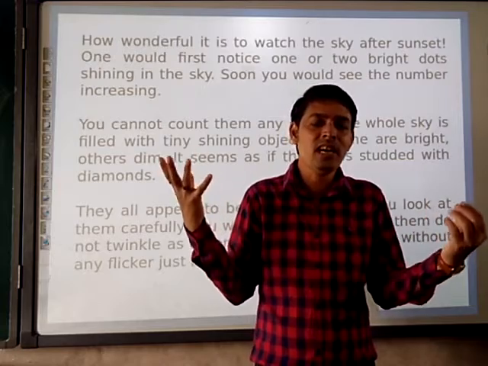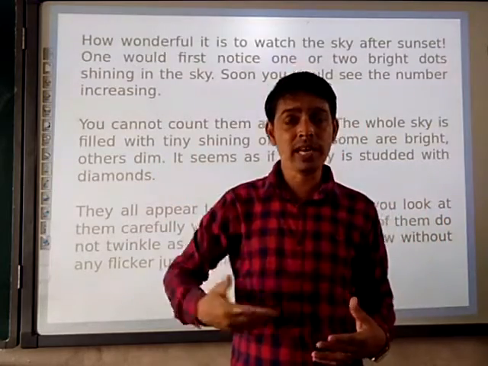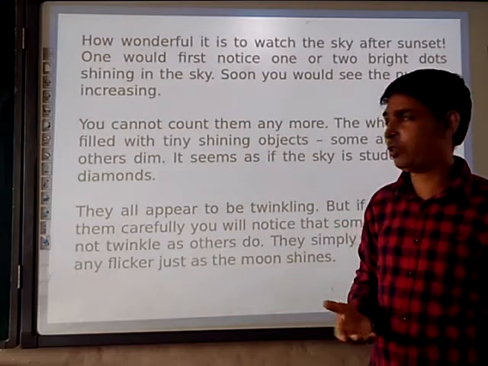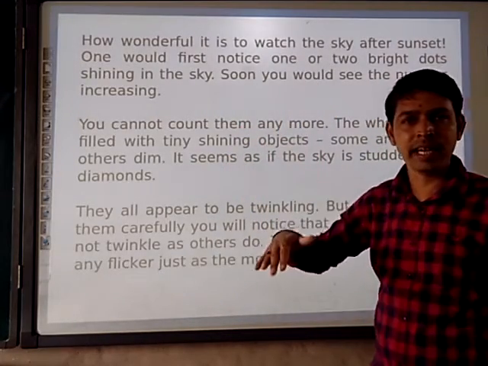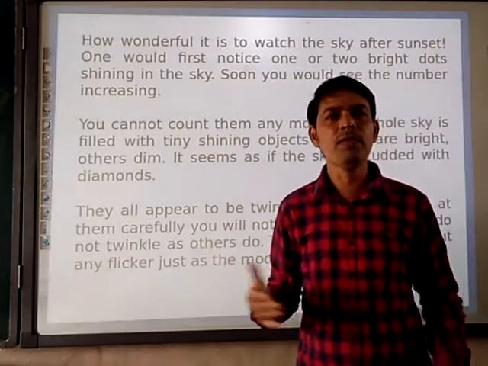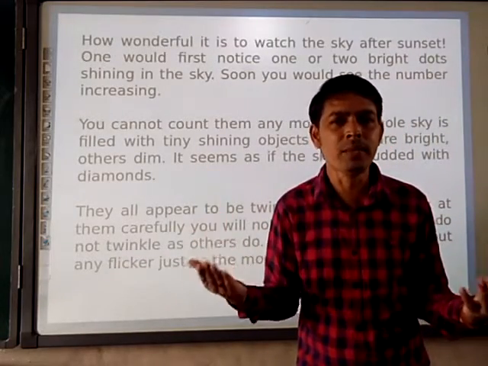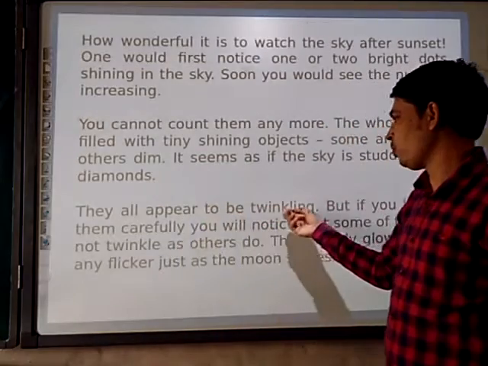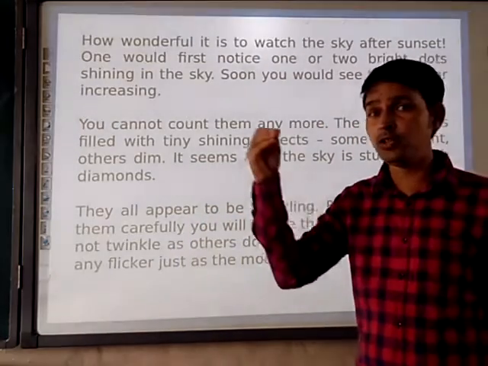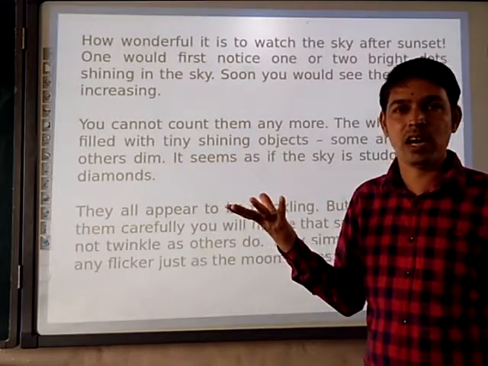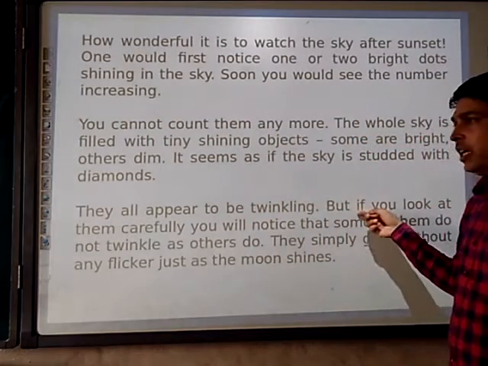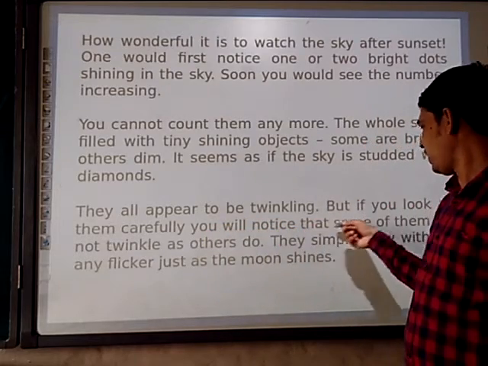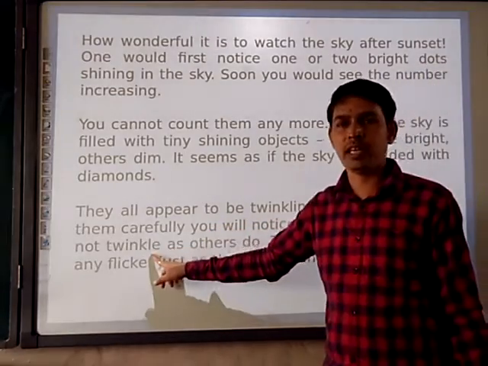Then by seeing the stars, we are feeling very happy. So let's move to the point. Paragraphs number 1 and 2 I already explained to you, which means that in the night time you are going to observe so many uncountable stars in the sky. Then they all appear to be twinkling, as I stated about the twinkle, twinkle, little star. So twinkling, but if you look at them carefully, you will notice that some of them do not twinkle.